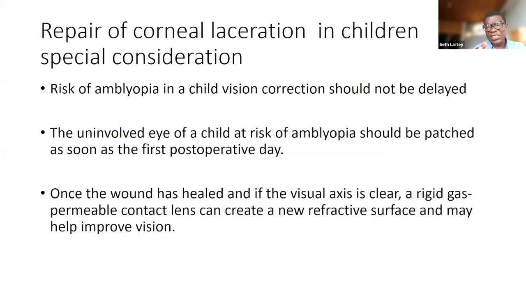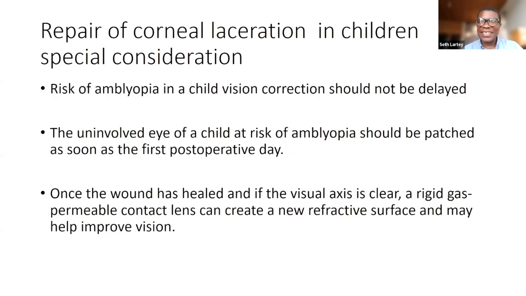Special considerations in children: amblyopia is an issue, so vision correction should start early. Indeed, even in adults, you want to start vision correction early, but in children, much earlier. The uninvolved eye in children should be patched quickly, perhaps even the first day post-op, letting the other eye see. Once the wound has healed, amblyopia has been managed and the visual axis is clear, a rigid gas permeable contact lens can create a nice, lovely surface that may improve the vision a little bit. So that's it for corneal trauma and injuries.